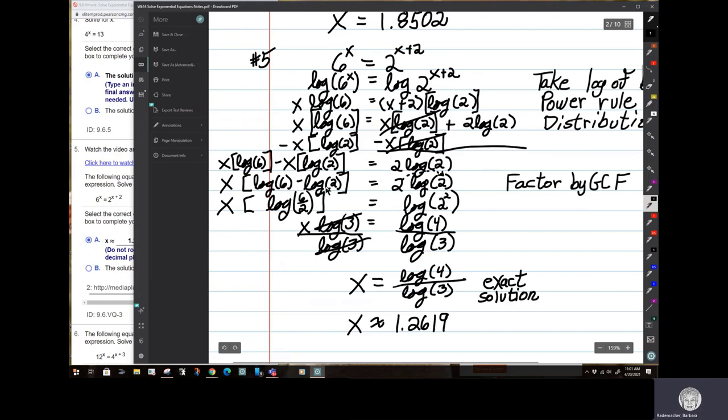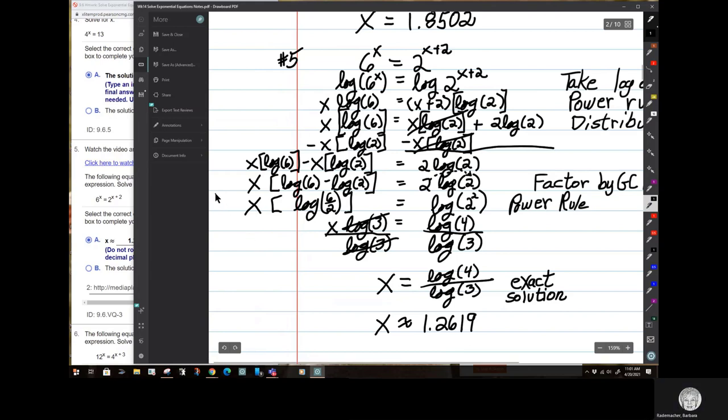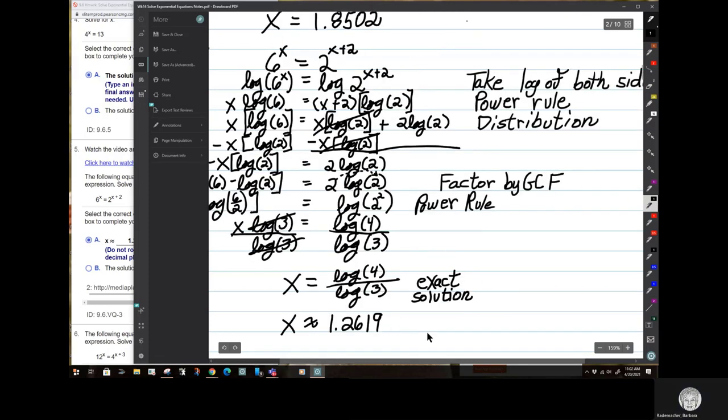This is using the quotient rule of logarithms. Right there, this is using the power rule of logarithms. So I would write power rule over here, but over here, quotient rule. Best I can do. Okay, now we canceled. This is just typical solve the equation stuff. And here is typical solve the equation stuff. And here is put it in the calculator.